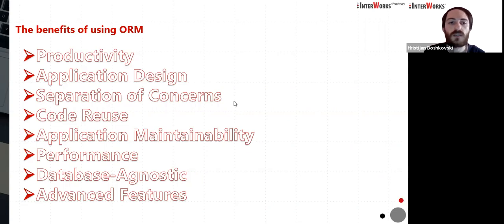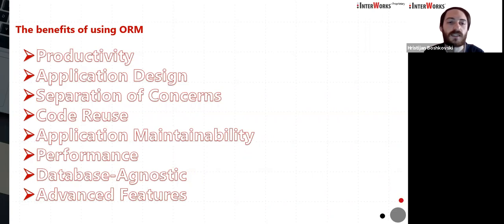Separation of concerns: because we're using an ORM, we're separating all of the code which is used for interacting with the database from the rest of the backend code, and that leads us to our next benefit, which is code reuse. By separating our database interaction code from the other code of our application, we're making sure that we can reuse that database interaction code more than once inside our application if needed, as well as reuse it across applications.